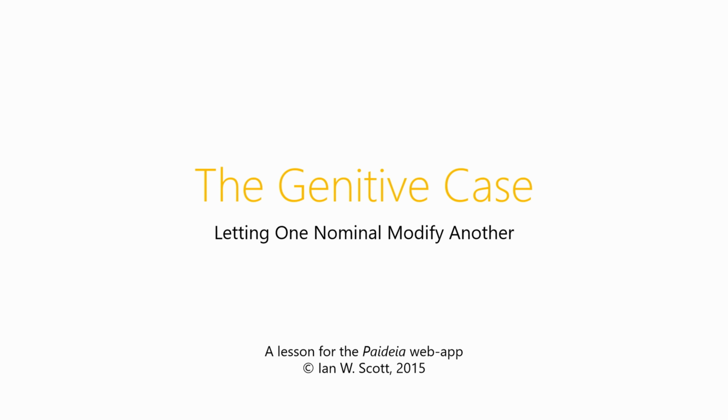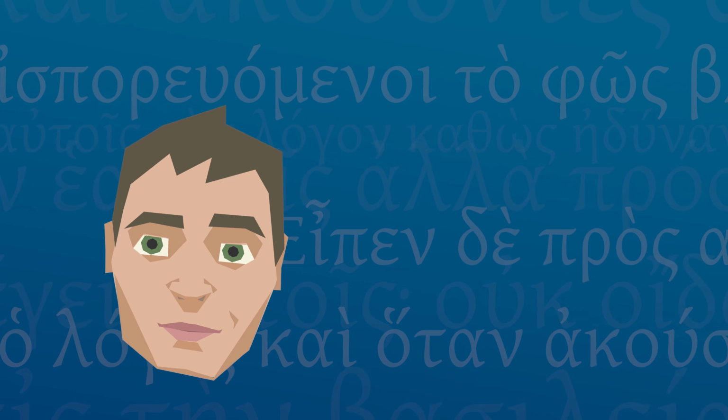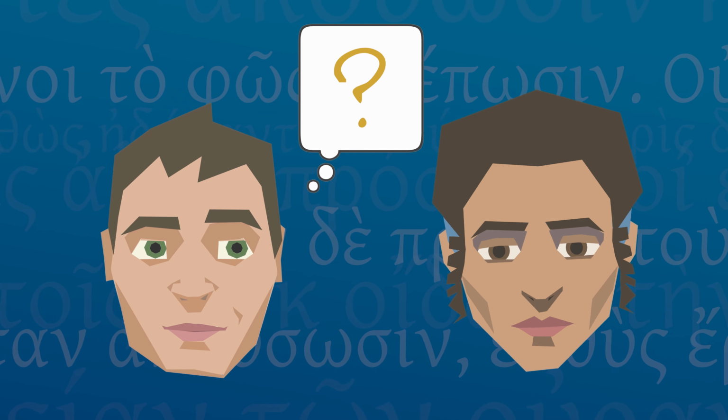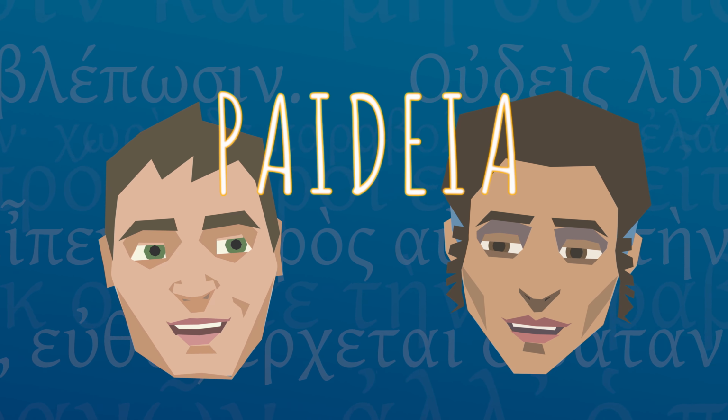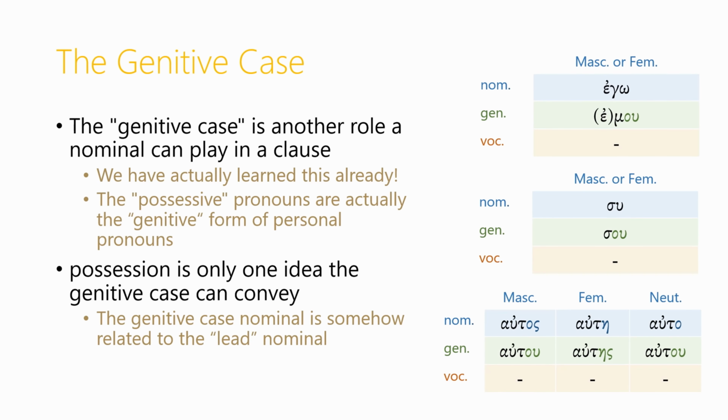In this video we'll be learning about the genitive case. The genitive case is another role a nominal can play in a clause. And we've actually learned a lot about this already, because although we didn't call it genitive, the possessive pronouns are actually the genitive form of personal pronouns.